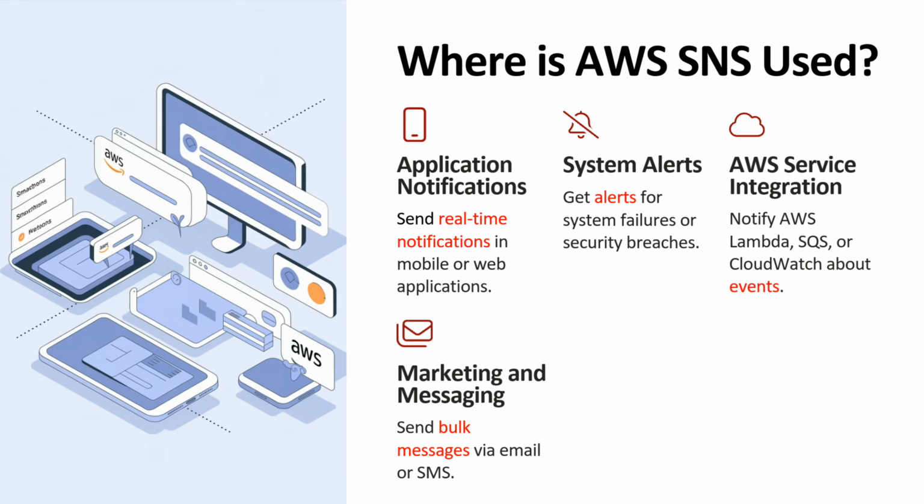Where is AWS SNS used? The first one is application notifications. Send real-time notifications in mobile or web applications. Second one is system alerts. Get alerts for system failures or security breaches. Third one is AWS service integration. Notify AWS Lambda, SQS, or CloudWatch about events. Fourth one is marketing and messaging. Send bulk messages via email or SMS.